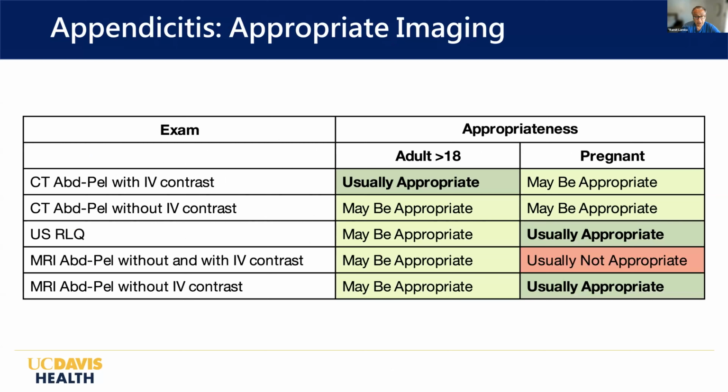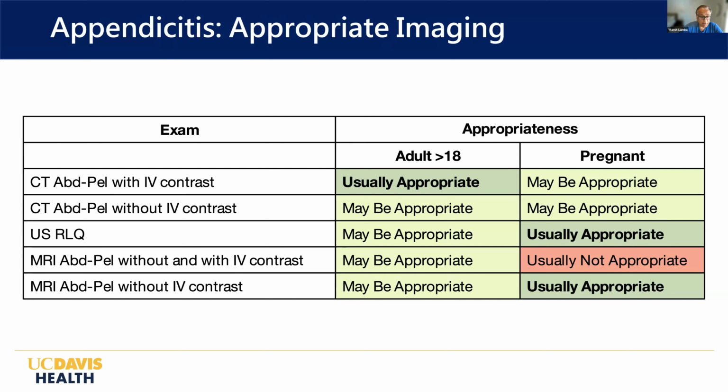So I've created these tables from the ACR appropriateness criteria, where I've compared adults to pregnant patients. Now, if you're an adult non-pregnant, a CT abdomen and pelvis with IV contrast is the most appropriate test. Other exams listed may be appropriate, but typically it is standard of practice in non-pregnant adults to just do a CT abdomen and pelvis with IV contrast.